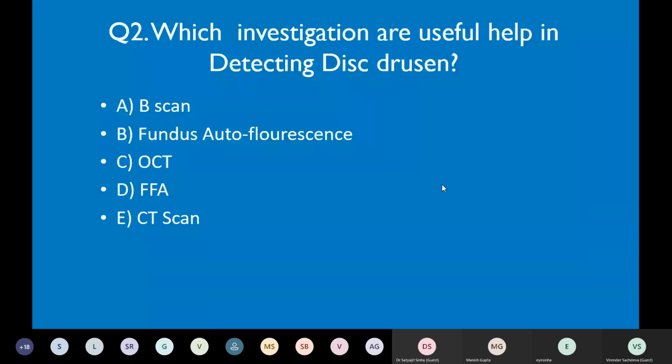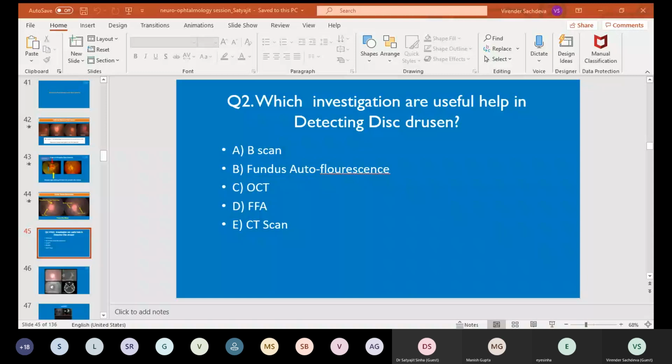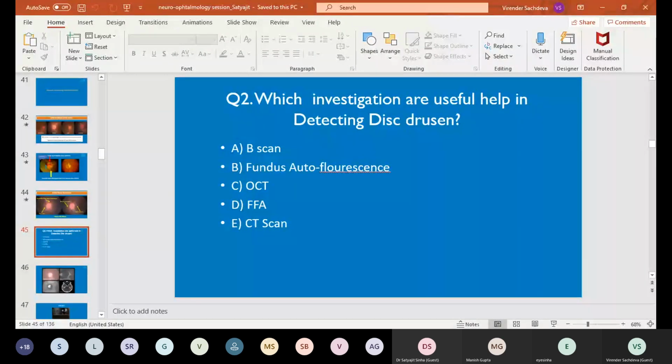Now, I would like to ask you all which investigations are helpful in detecting disc drusen, which is one of the common causes of pseudo disc edema. Is it B scan, autofluorescence, OCT, FFA, or a CT scan? So let's see in the chat quickly any answers. So somebody says fundus autofluorescence, somebody says B scan, somebody says FFA. Yes, so actually all of these can be used, but if you want to pick up one single investigation, which investigation would you like to use?